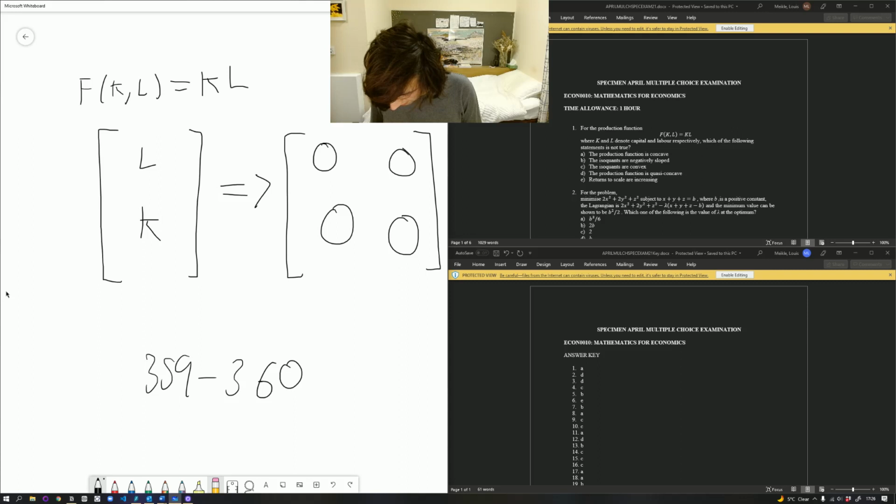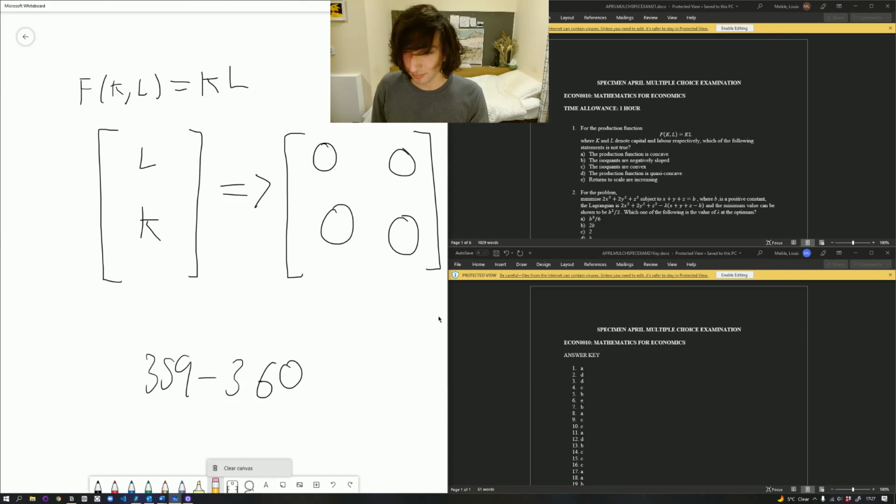So for example, a quasi-concave function doesn't necessarily have to be concave. This is why D can still be correct, okay? But every concave function must be quasi-concave. So D must be correct even if A is incorrect. But if D was incorrect, then A would be incorrect. So we know that D wouldn't be incorrect in this case.